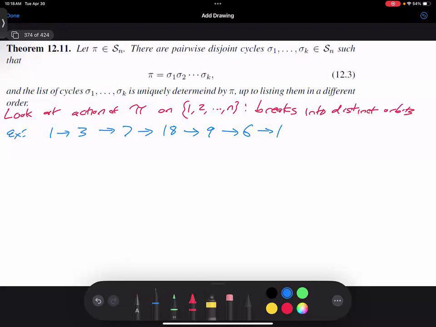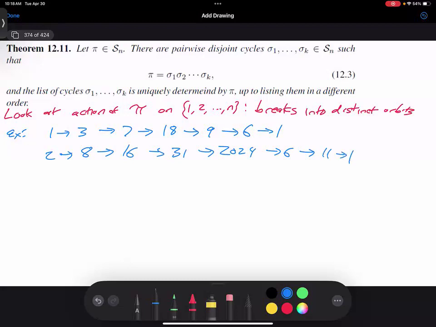2 is not on my list. So let's say maybe 2 goes to 8, goes to 16, goes to 31, goes to 20, 24, goes to 6, goes to 9, let's see, goes to 11, goes to 1.